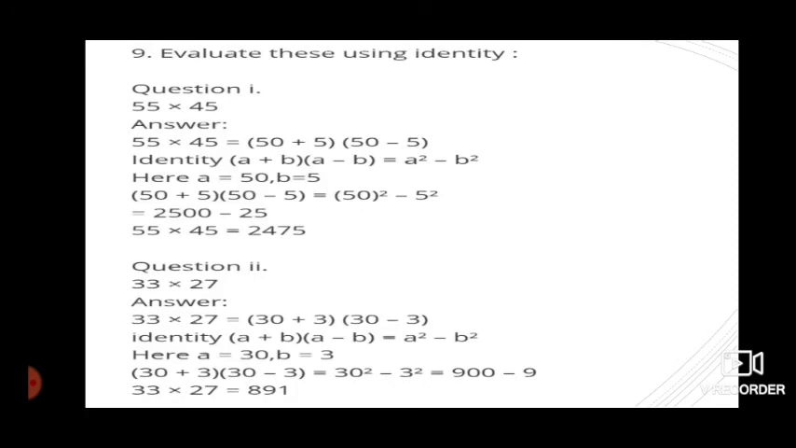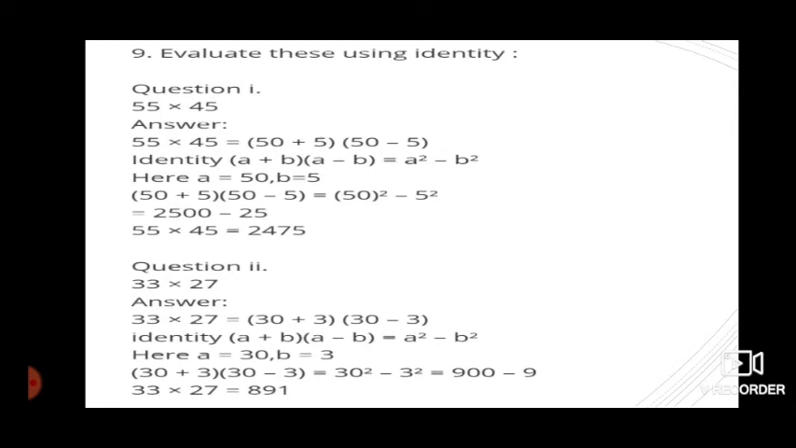Next, evaluate using identity. Here they did not mention which identity to use, so we have to select which identity will be suitable. Now see here, we can observe that 55 into 45 is our first question. We have two numbers, so I'll try to convert this into a product of 2, which relates to the identity a plus b into a minus b. Here we can observe a plus b is one and a minus b is the other, both in the product.